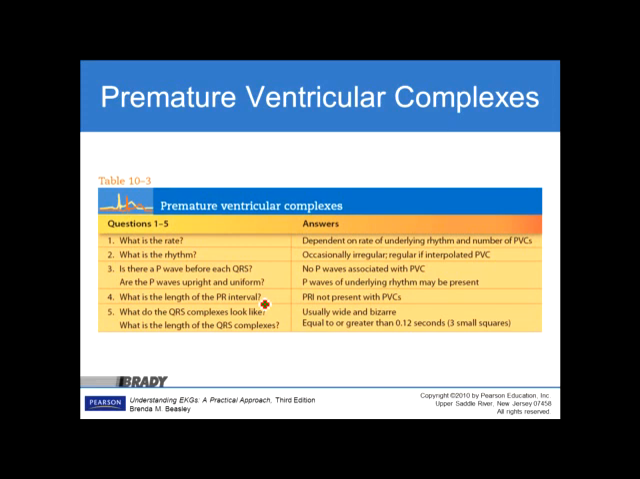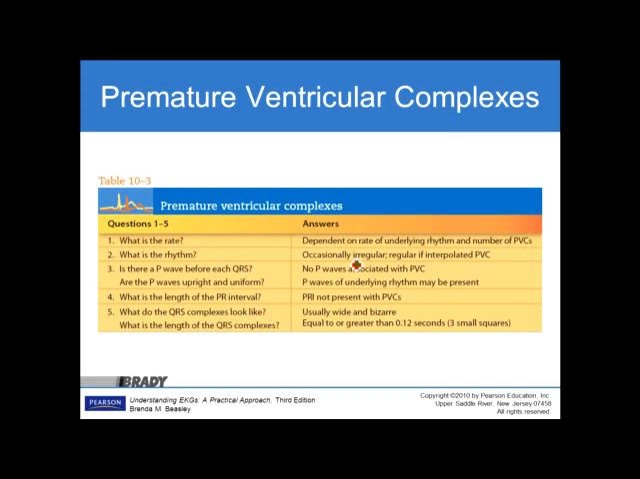Second question is, what is the rhythm? Occasionally irregular, regular if it's interpolated. If it has every other beat, then that would be regularly irregular. Or if the patient was in bigeminy, the rhythm would be regularly irregular.